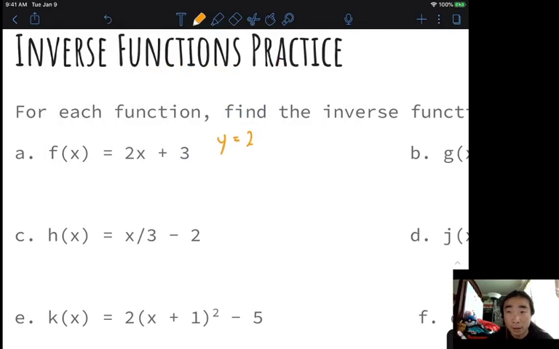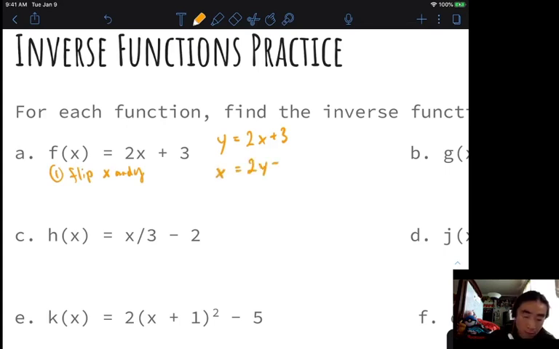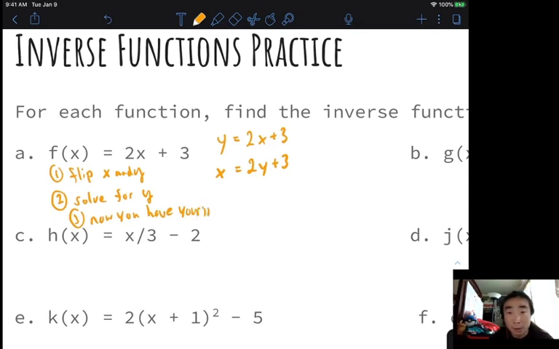Okay, here's another way to find the inverse. Step 1 is flip x and y. So then to solve for the inverse, you do this, plus 3, then divide by 2, solve for y. Then now you have your inverse. So this one, it's using all symbols. Maybe you like this way better. Okay, it gives you the same answer.